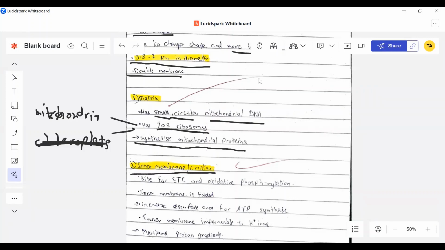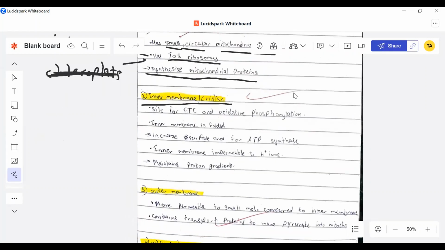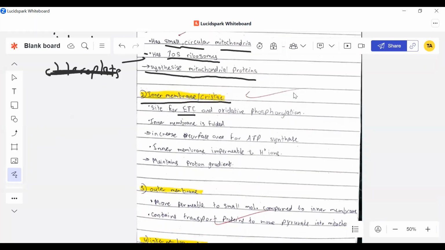Now, the inner membrane, or the cristae, is the site for the electron transport chain and oxidative phosphorylation. Again, I explained what these two things are in the last class. The inner membrane is folded, and the reason it's folded is because this increases the surface area for ATP synthase.